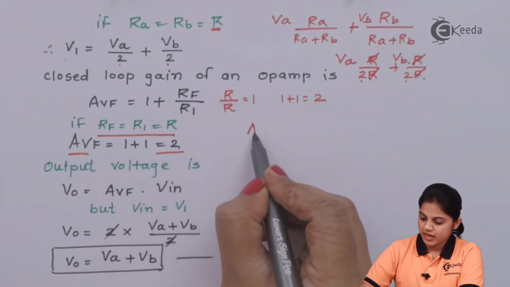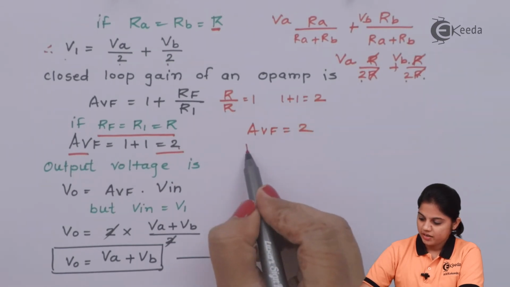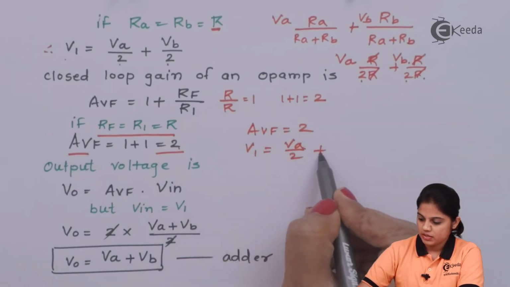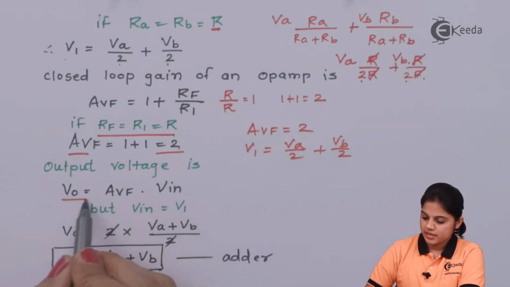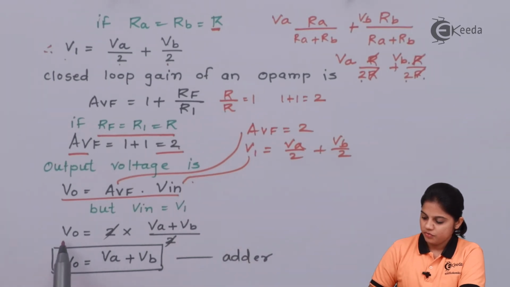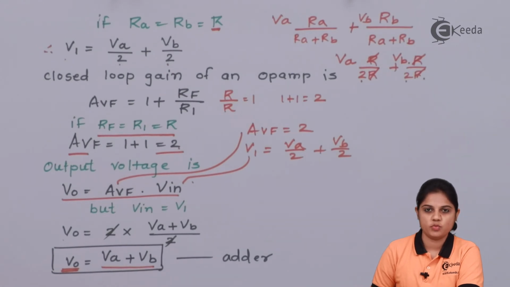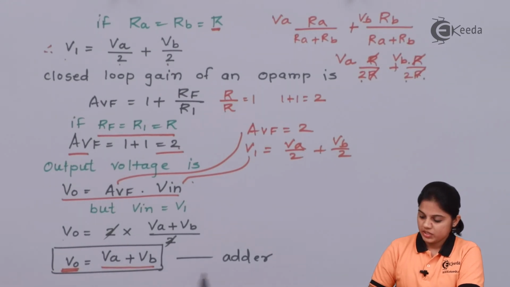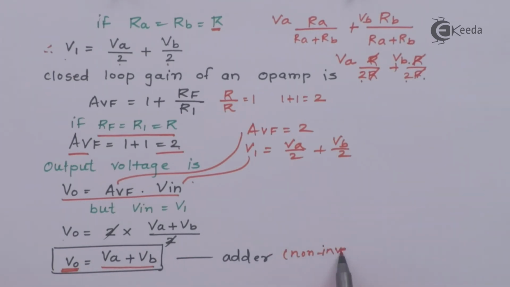Now let's substitute AVF is equal to 2 and V1 is equal to VA by 2 plus VB by 2 into this equation. So if you substitute AVF value is this and V1 value is this, then the 2 will get cancelled out and your V0 will be VA plus VB. So here you can see the output voltage is nothing but the addition of VA plus VB. Since there is no phase shift, it is called a non-inverting adder. So non-inverting configuration can be used as an adder.